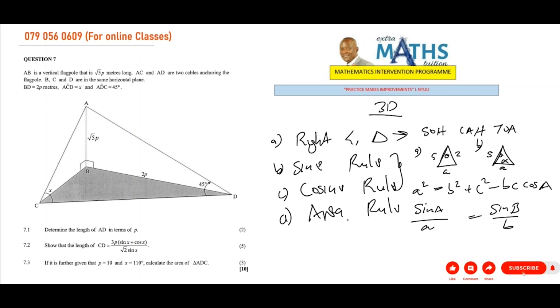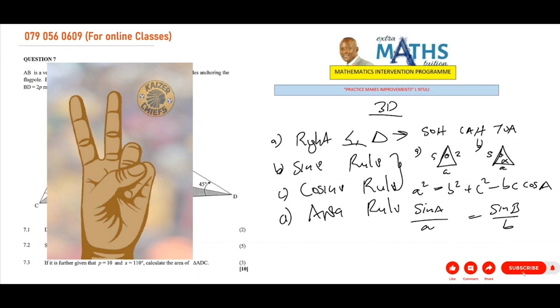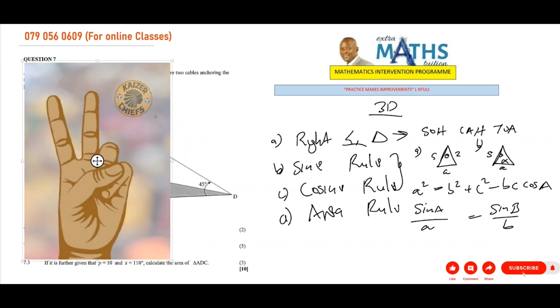Now, let us embark on the journey of the area rule. If you were to use the area rule to calculate your area, remember that the only time you use the area rule is when you don't have a right angle triangle. And please, guys, we are forced to be a supporter of Kaiser Chiefs if we were to calculate an area with the area rule.